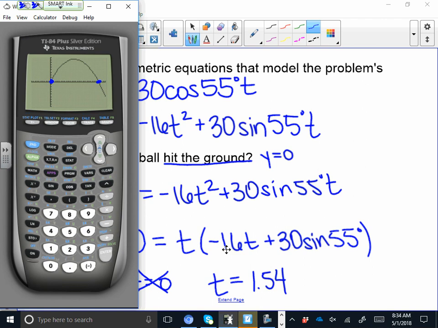Brandon, you put it in your calculator. Okay, are you in degree mode? Yeah. Okay, so did you take 30 sine of 55 and then divide it by 16? Because if this equals 0, we would have to subtract this over, and then divide by the 16. Do you see what I mean? Okay, try that in your calculator. Make sure you can get this, okay?